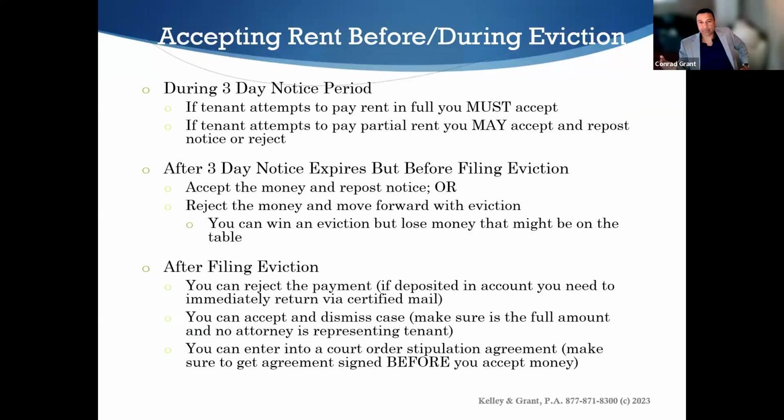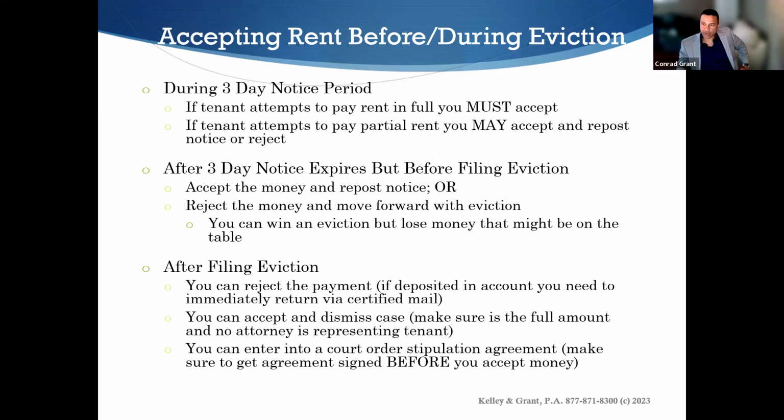If the tenant attempts to pay the rent in full, you must accept, right? What if the tenant attempts to pay you partial rent during that time period? You may accept it and repost a notice, or you can reject it. So here's how this works. Tenant owes $3,000. Tenant shows up and the tenant says, listen, I have $2,000 and I can get the rest to you in 7 days. That's a good amount of money. I would say, you call me up, I'll say, take it.